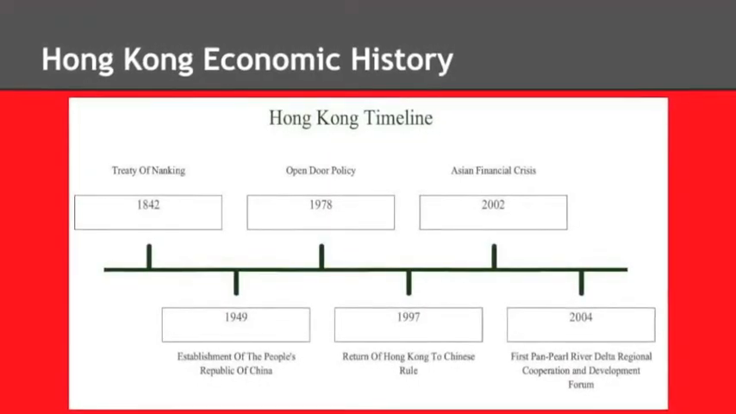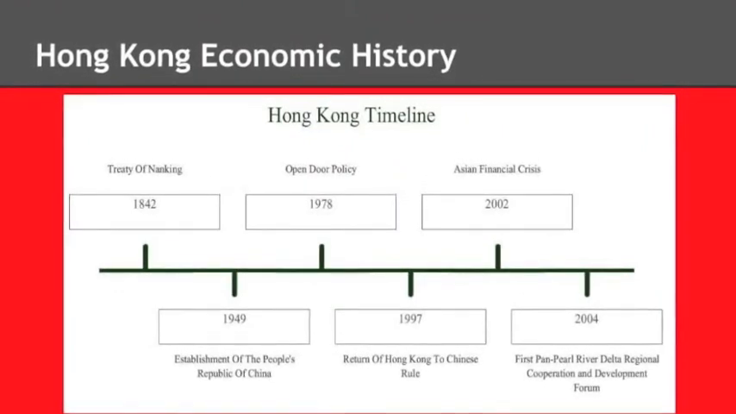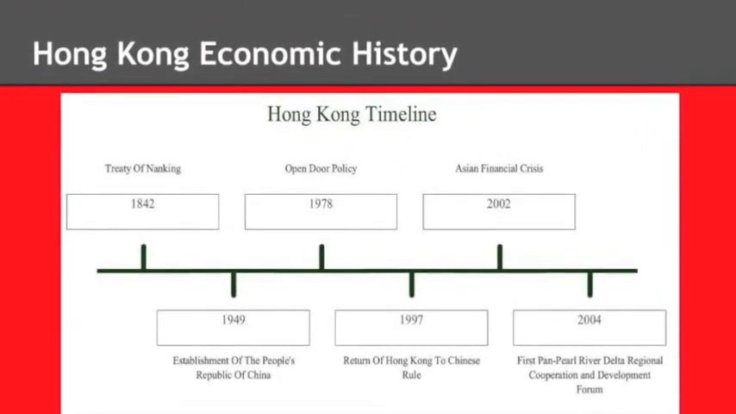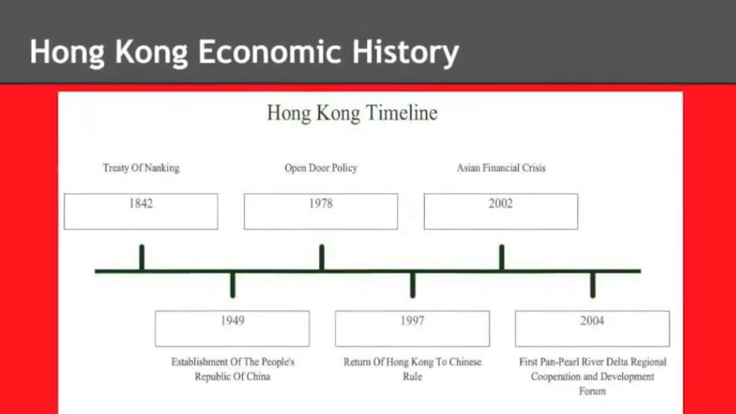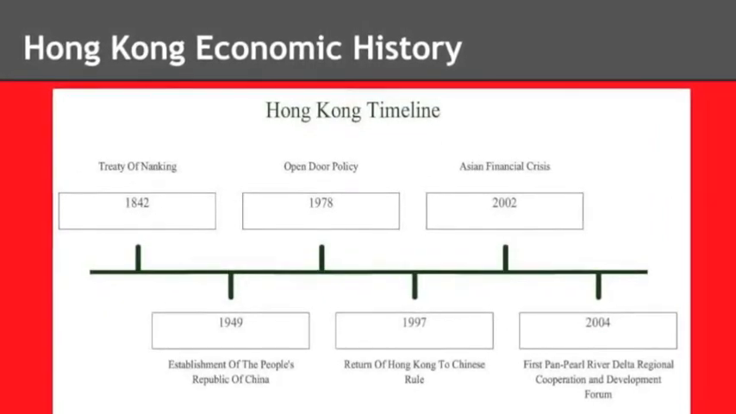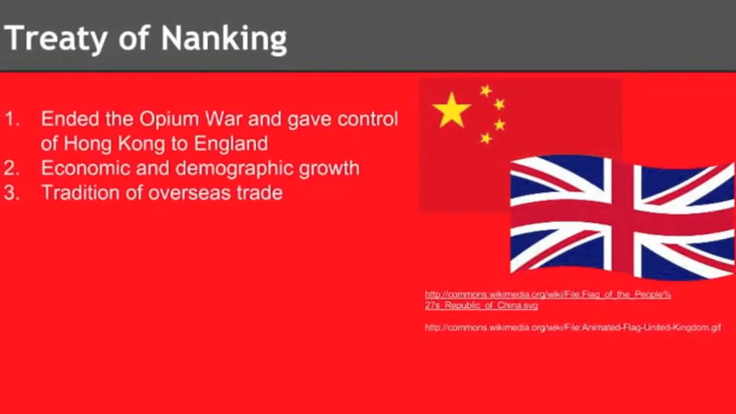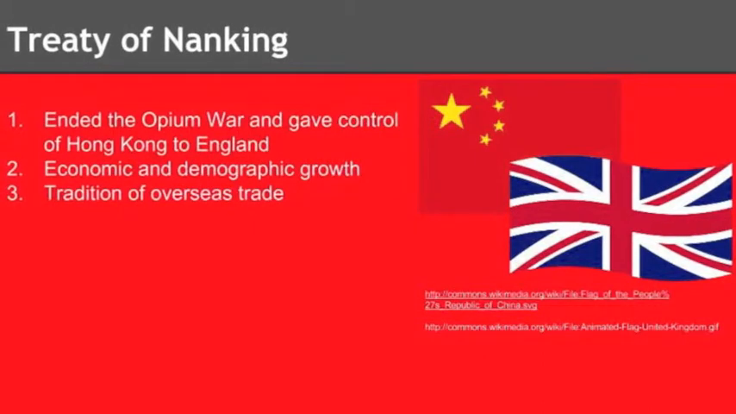The economic history of Hong Kong has 6 major events. These are the Treaty of Nanking, the establishment of the People's Republic of China, the Open Door Policy, the return of Hong Kong to Chinese rule, the Asian financial crisis, and the first Pan-Pearl River Delta Regional Cooperation and Development Forum. The Treaty of Nanking ended the Opium War fought between the Chinese and the British.